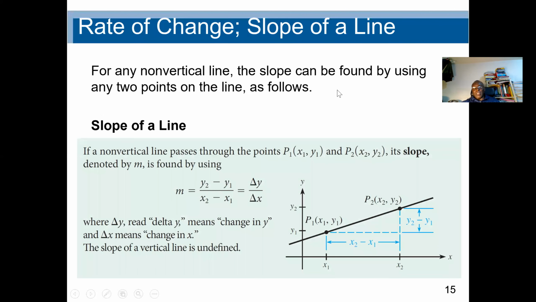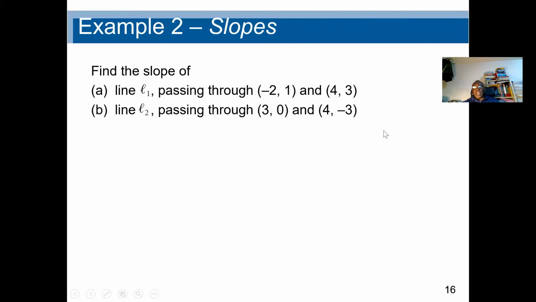Let's see the graph. You see, I have 1 point here, I have the x1 value, then I have the y1 value. I have another point, x2 and y2. So each point has x and y values. So to find the slope, we say 3 minus 1, which is y2 minus y1, over 4 minus negative 2. And that will give us 2 over 6, which is 1/3.